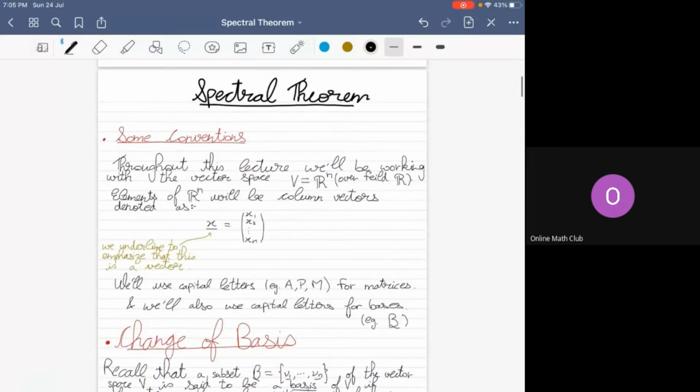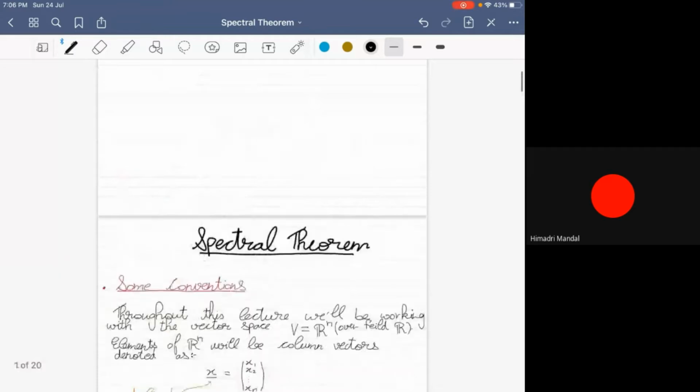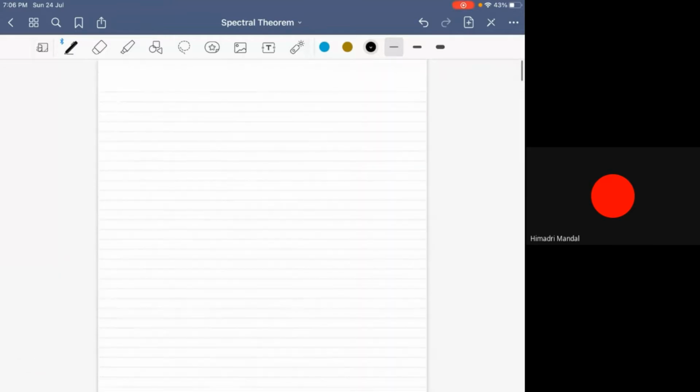Okay, so is the screen visible? Yes. Okay, great. So before starting the lecture, let me talk briefly about some motivation for this lecture.